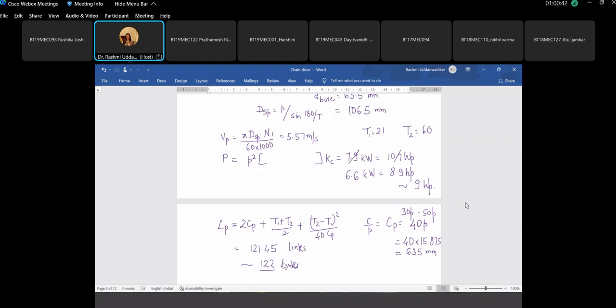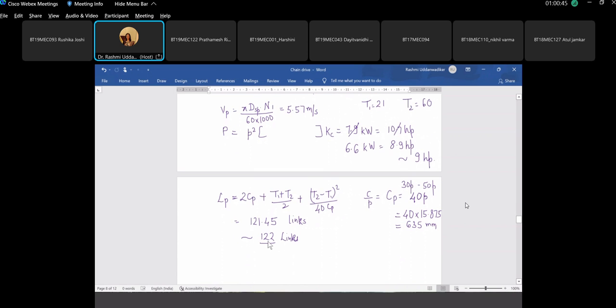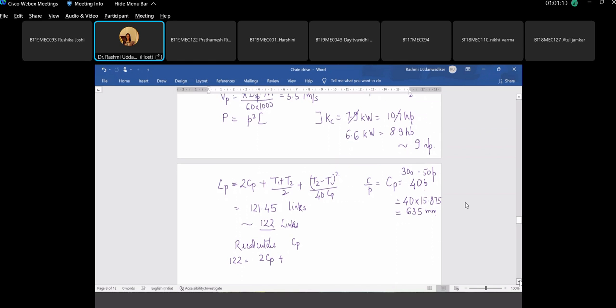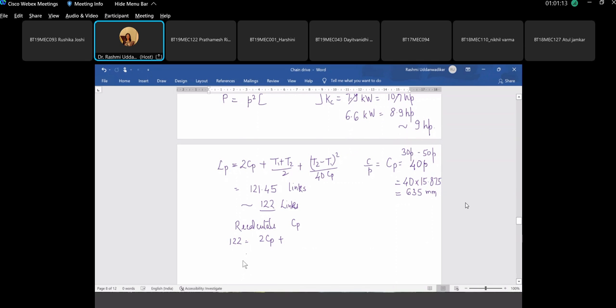which means since we have increased the links from 121.45 to 122, now we have to recalculate the value of Cp. If number of links is 122, give me what is Cp now. So this will be the exact center distance. Earlier we had assumed it, right? This plus this. And now when you recalculate, you will get Cp as a little increase, so it will be 40 point something. Give me what is that something.